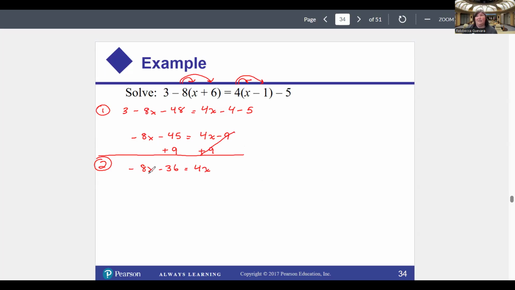Now my x is on one side, so I have to move this one, because there's nothing I can do about this one. All I do is move it to the other side and I have two things there. So I'm going to add 8x. We get negative 36 is going to be equal to 12x. So step 3 is we just want to isolate that x. So in this case, x is multiplied by 12, so we divide both sides by 12. And we get negative 3 equals x again.